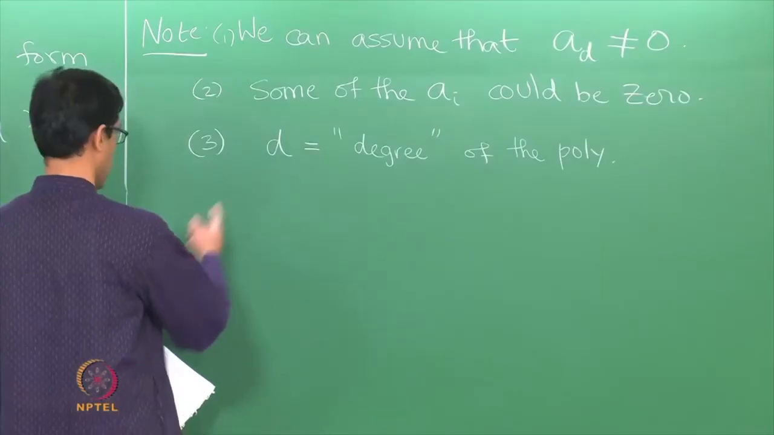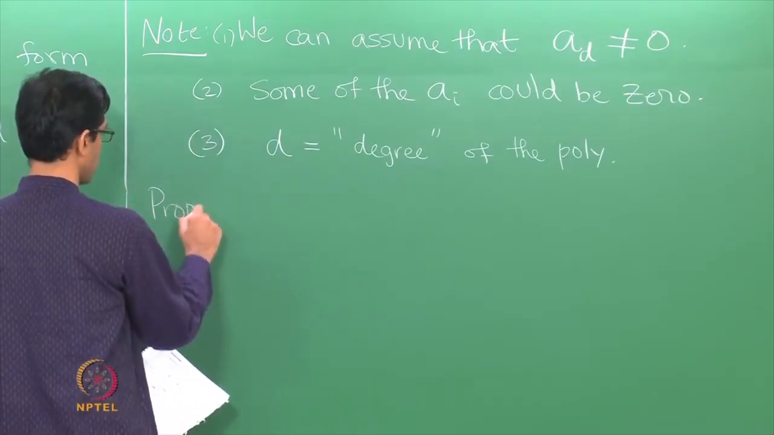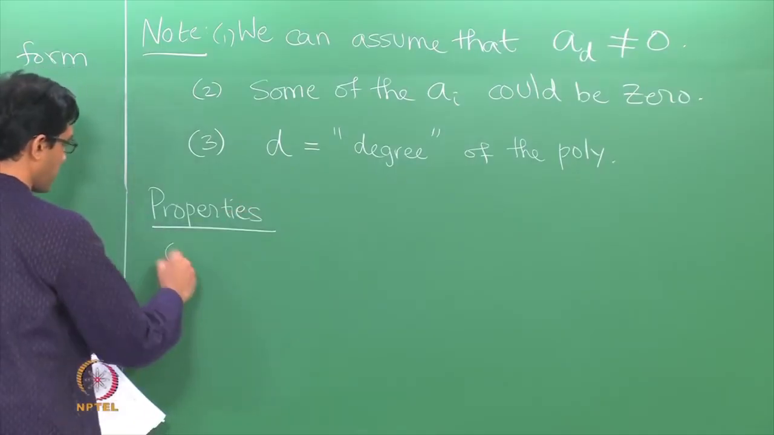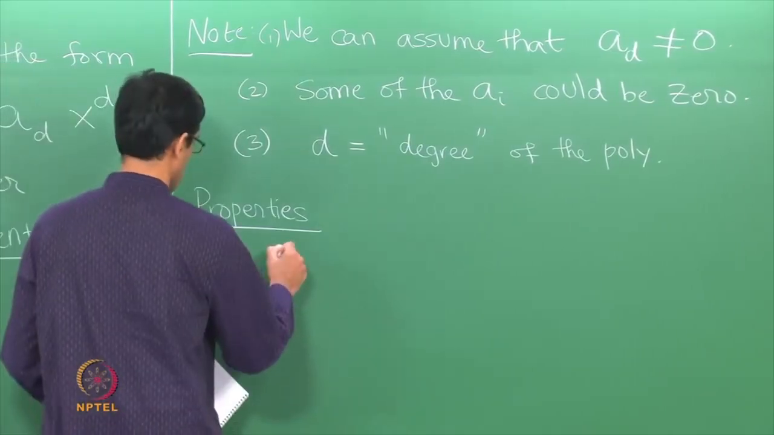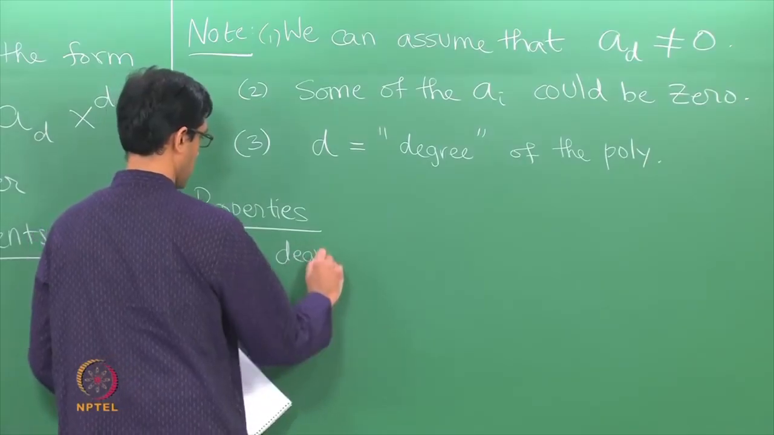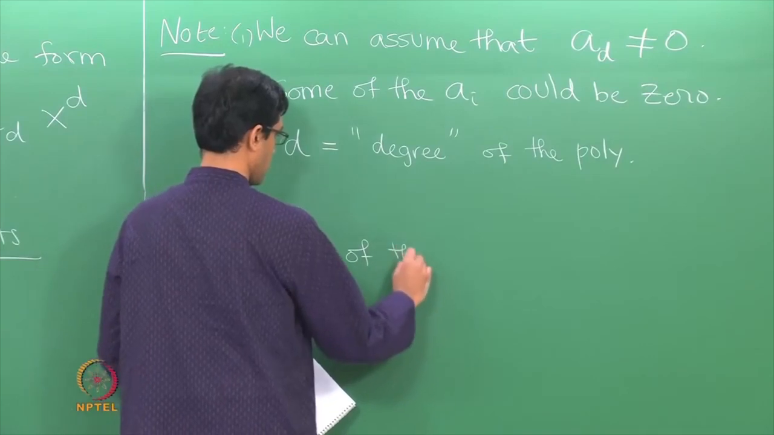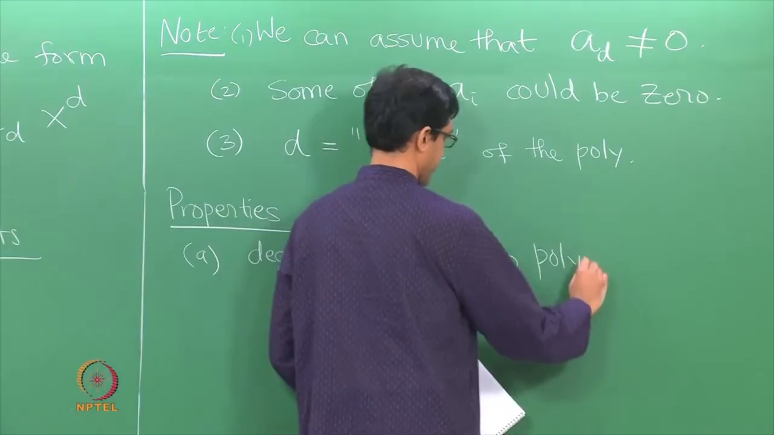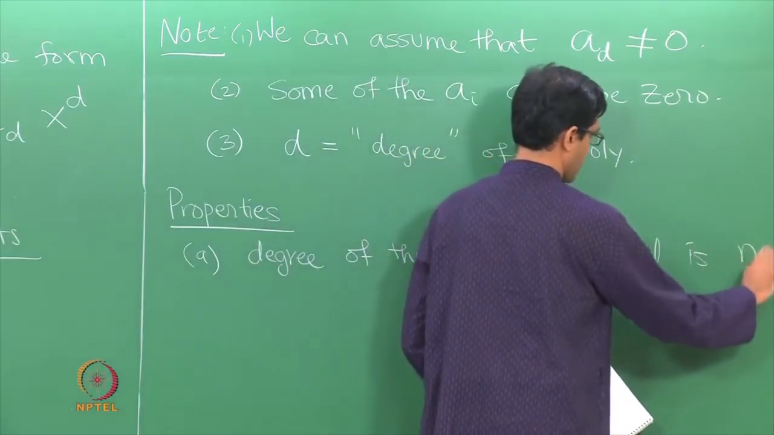Let's see what else there is about the degree itself. Here are some simple properties of the degree that will often be useful. Firstly, the degree of the zero polynomial is not defined.